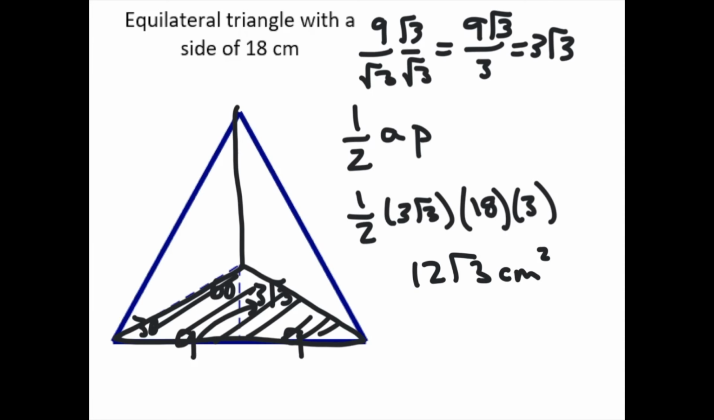So the only tricky thing, I think, is this little business of going from this side on a 30, 60, 90 down to the apothem, which is a divide by root 3. Let's take a look at another example.